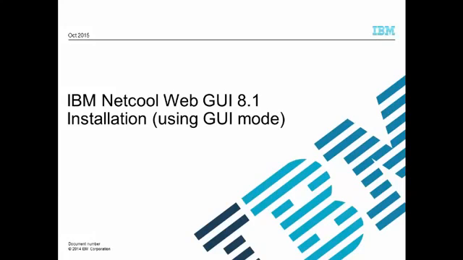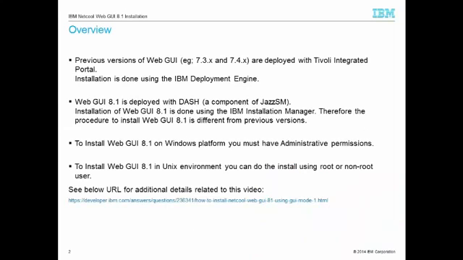In this video, I'm going to show how to install WebGUI 8.1 using GUI mode. Just to give you a background, previous versions of WebGUI are deployed with Tivoli Integrated Portal. Installation is done using IBM Deployment Engine. WebGUI 8.1 is deployed with Dash, a component of JazzSM. Installation of WebGUI 8.1 is done using IBM Installation Manager. Therefore, the procedure to install WebGUI 8.1 is different from previous versions.